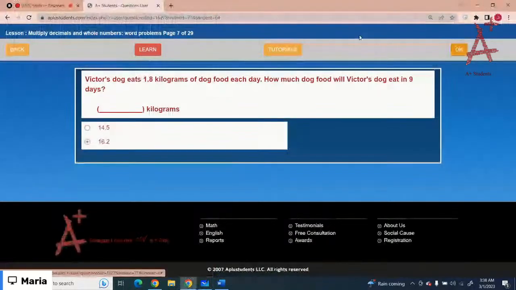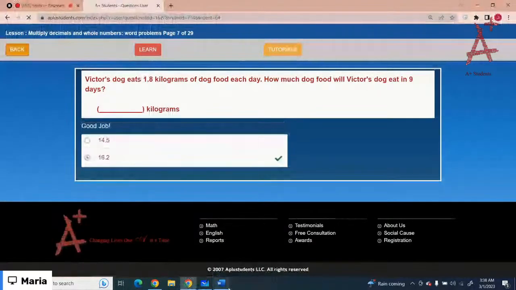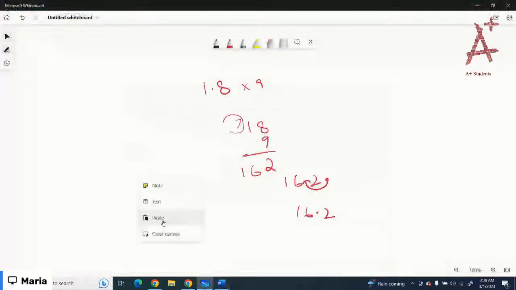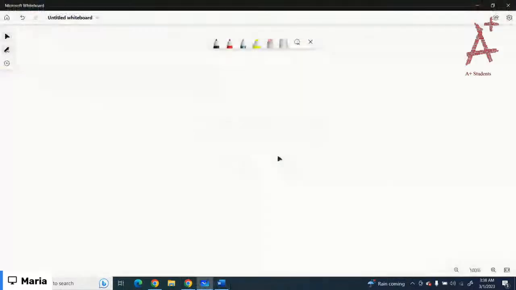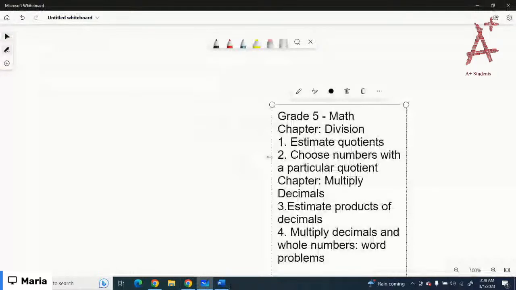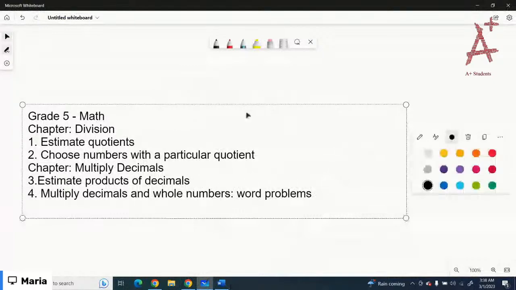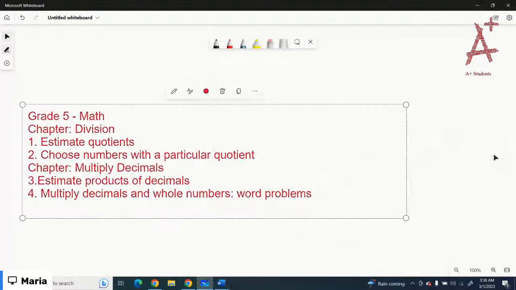Okay, you can complete the test by yourself later today. So we are working on grade 5 maths. We have started with the chapter division. The lessons we have covered from the chapter are estimate quotients, then choose numbers with a particular quotient. Then we have started the new chapter, that is multiply decimals. The lessons we have covered from the chapter are estimate products of decimals, and the one we just completed is multiply decimals and whole numbers with problems.